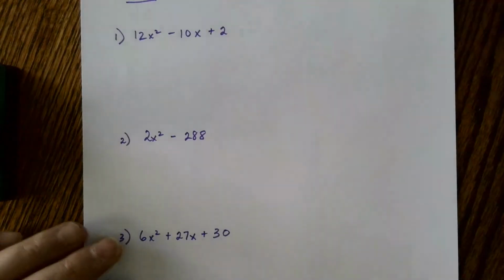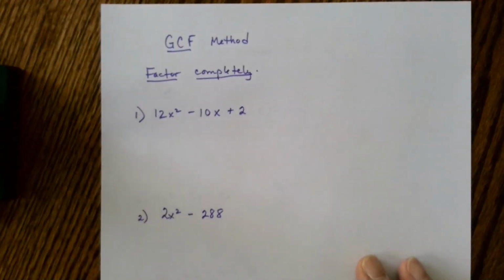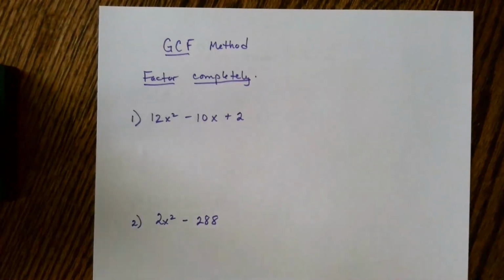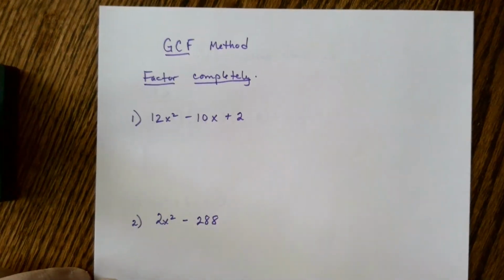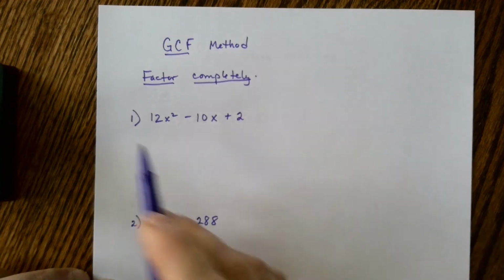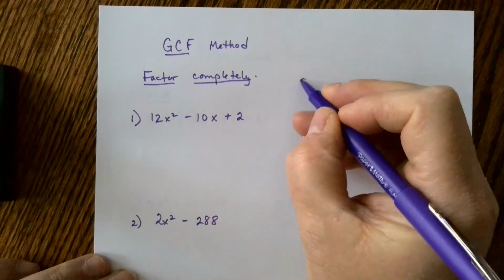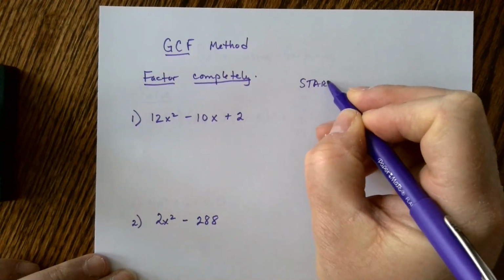Now, as I stated earlier, when you're factoring in upper level math classes, usually you're going to be given problems like this, factor completely, which means you may have to use several techniques to completely factor the polynomial. In this case, we're just going to use quadratics to get the general idea. When I look at problem number 1, again, you always want to start with a greatest common factor.